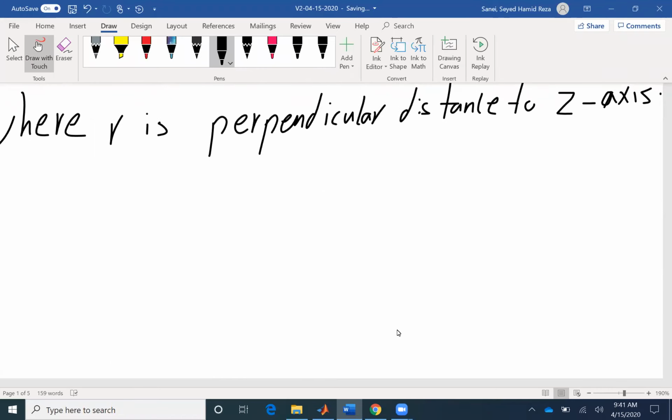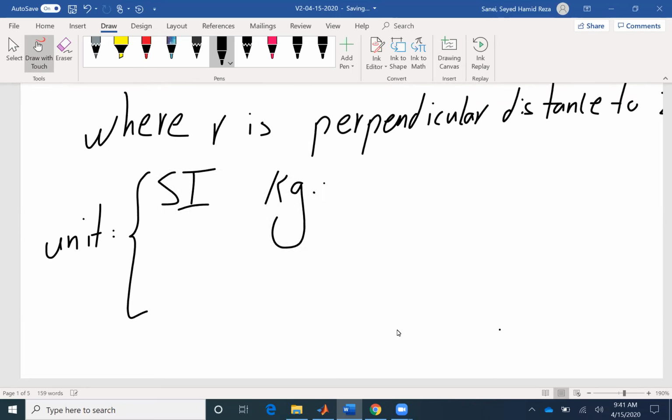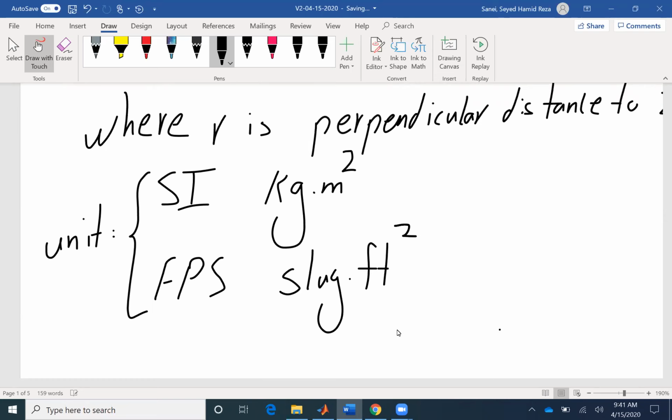The unit system that we are going to use is either SI or FPS. If you're using SI, it's kilogram times meter squared. If you're using the British system, or FPS, the pound system, you have slug as the unit of mass, and then foot squared.